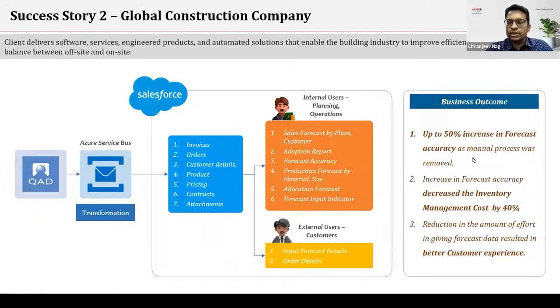The forecast accuracy was less than 20%, and it significantly increased after we automated this entire process and removed the manual process which was happening through Excel sheets. Then we were able to increase the forecast accuracy, which led to a decrease in the inventory management cost. When we asked the customer what their main pain point was, they said inventory management cost had really gone up and they wanted to decrease that. And this is how we benefited them.